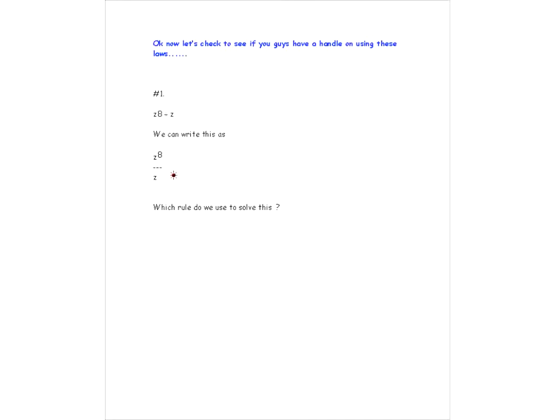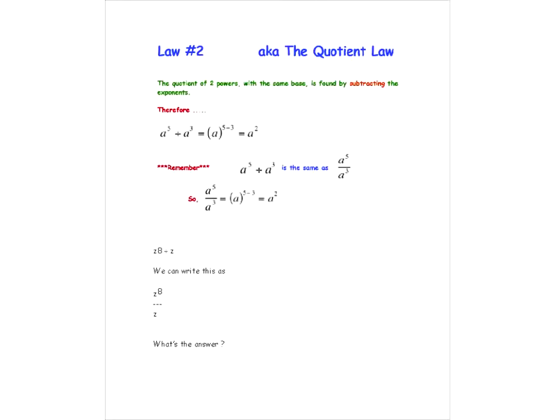Because I know there's a lot of names. Okay, so remember, when we're dividing, that's a quotient, right? A quotient is the answer to a division problem. So this one's the quotient law, and I've just got it written out again here. So again, with that one, we're subtracting exponents, right? And so here we're going to subtract z to the 8.